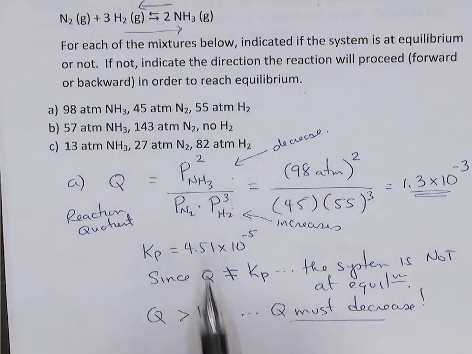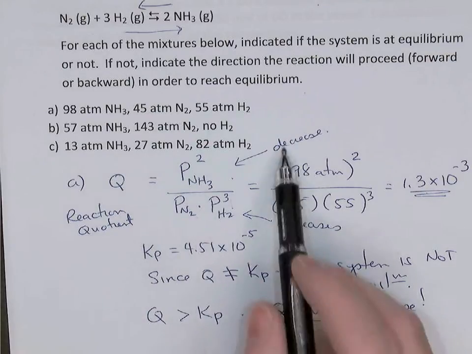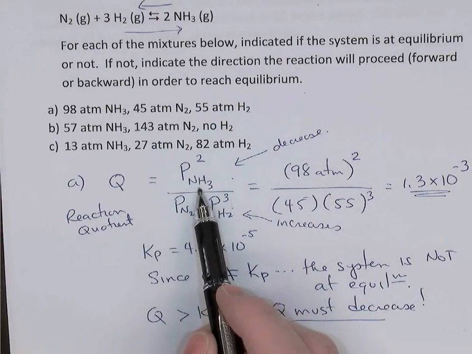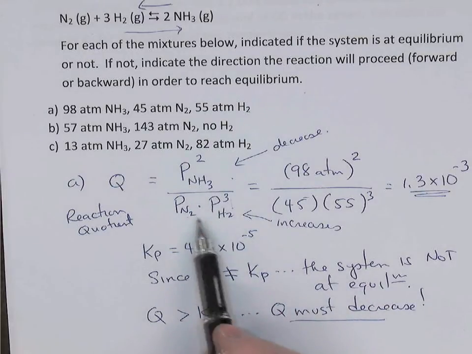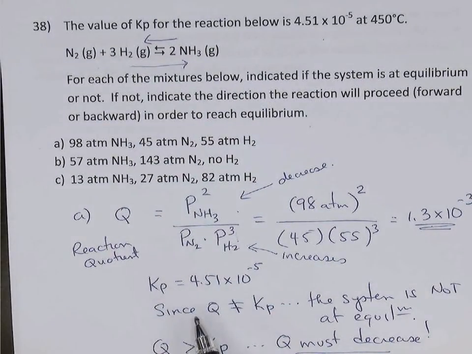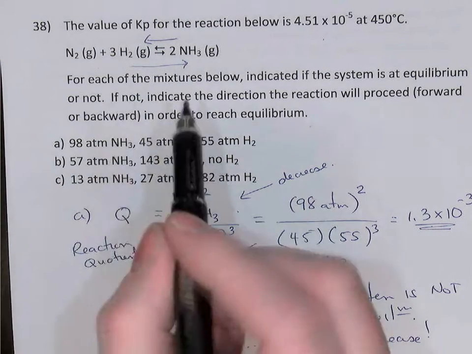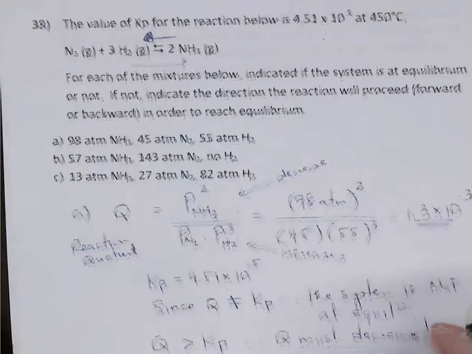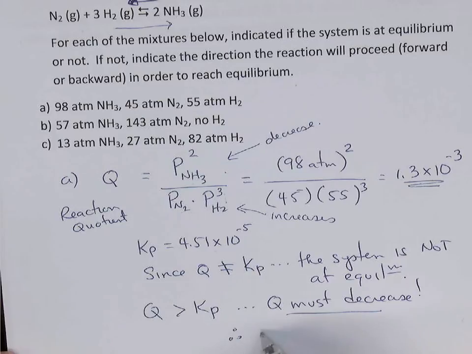If you make the denominator larger, then Q will get smaller. If you make the numerator smaller, then Q will also decrease. Now, if you're decreasing the pressure of the ammonia and increasing the pressure of nitrogen and hydrogen, can you see what direction this reaction must have been shifting? So decreasing the ammonia and increasing the nitrogen and hydrogen, well, that's a reverse shift. Okay, a reverse shift. So we could say here, therefore, the reaction shifts backwards.